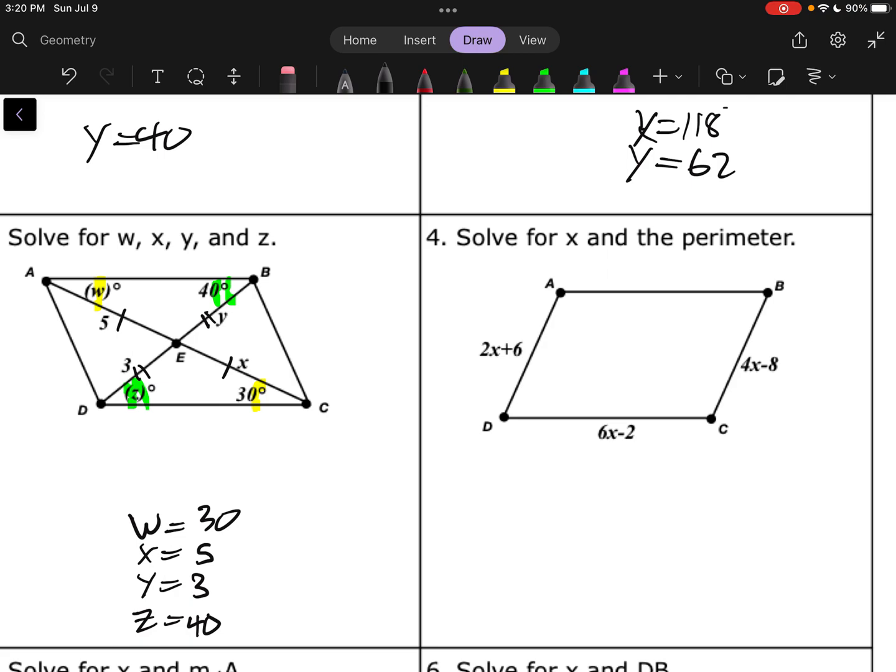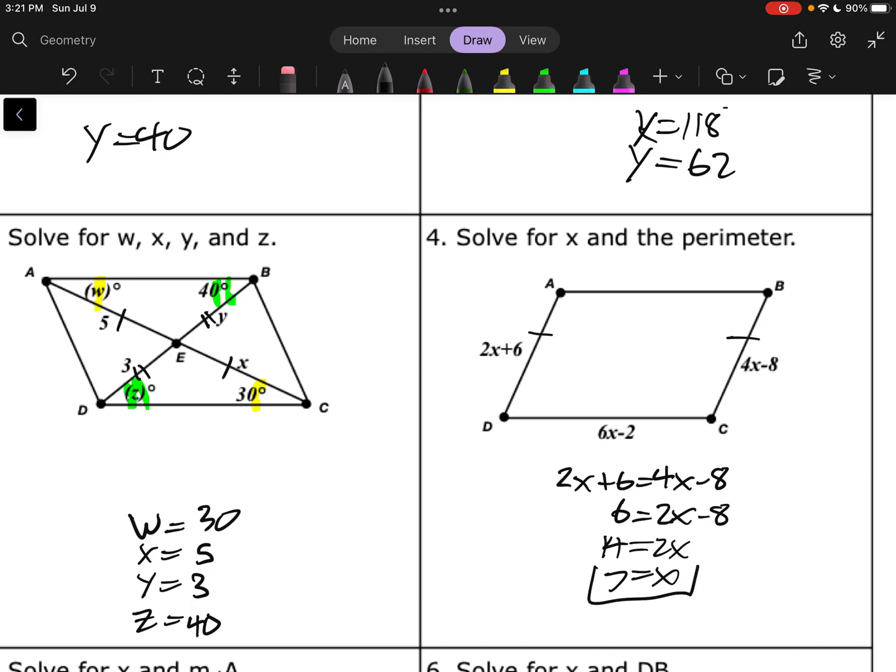This one says solve for x in the perimeter. Okay, well, I've got this set of opposite sides. I know that opposite sides need to be the same. So let's do 2x plus 6 is equal to 4x minus 8. Subtract the 2x, I get 2x minus 8 is equal to 8. Add the 8, we get 14 is equal to 2x, so x is 7. And then plugging that x back in, 2 times 7 is 14, plus 6 is 20. 4 times 7 is 28, minus 8 is 20, so that works.